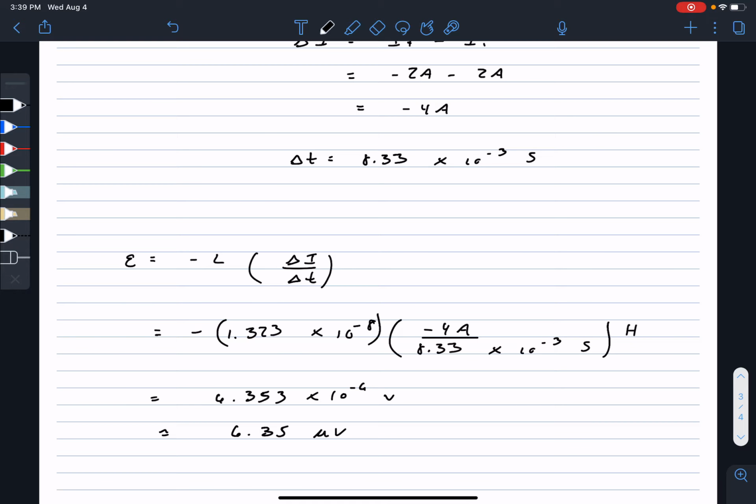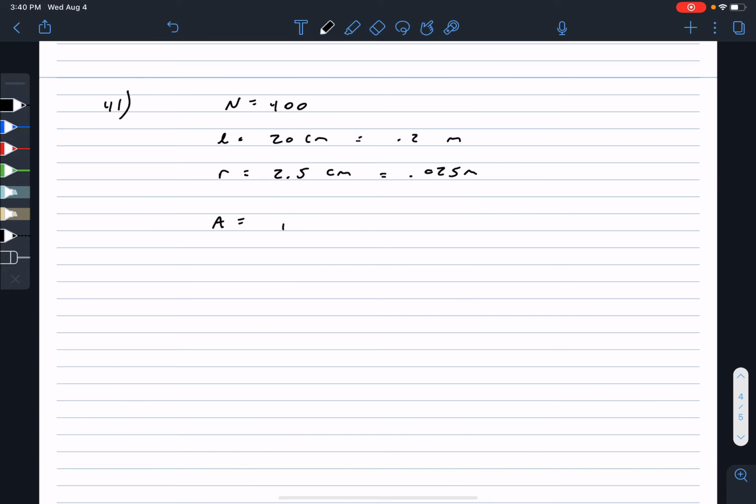Okay, next problem. We have number 41. We're given a radius first. This is a solenoid, by the way, with 400 turns. And the length is 20 centimeters. We are told that R, the radius of the solenoid, is 2.5 centimeters. Right? And we need to find the cross-sectional area, which is pi r squared. It's equal to pi times 0.025 meters squared.